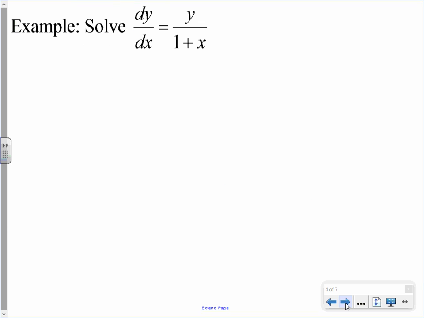Next example, write it down. dy/dx is y over 1 plus x. Okay, so to separate variables, we have to multiply and divide some stuff, right? We're going to have to divide the y over, and we're going to have to multiply the dx over.